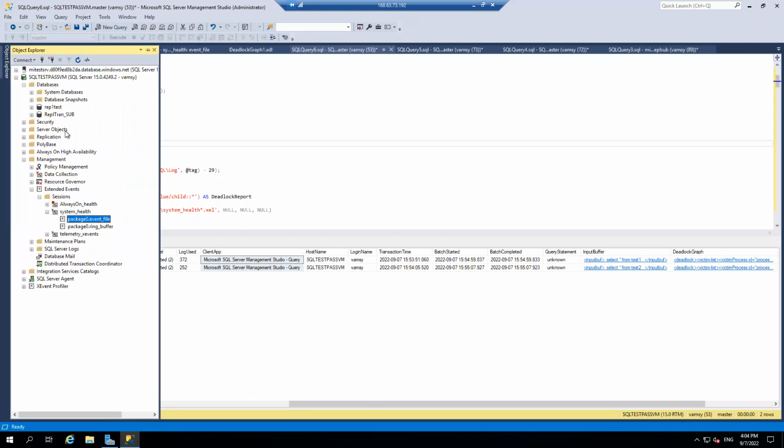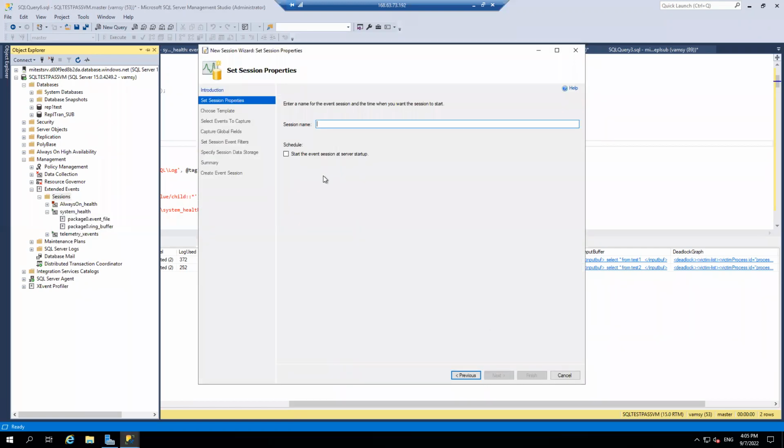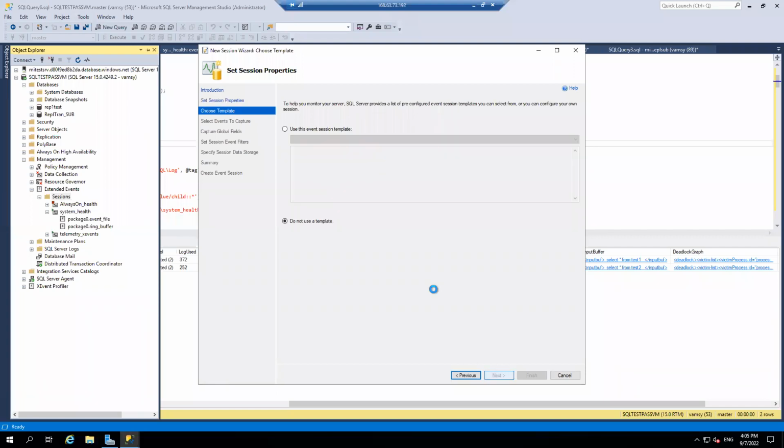If you are getting too many deadlocks, then you have to create one extended events session dedicated to deadlocks. Just go here and try to create one session on deadlocks. Go and select something. I'll just show randomly. Don't use the template.